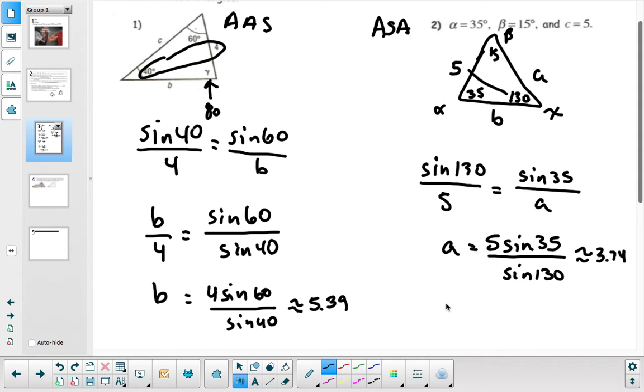All right, repeating the process this time with sine of 15 and B. So sine 130.